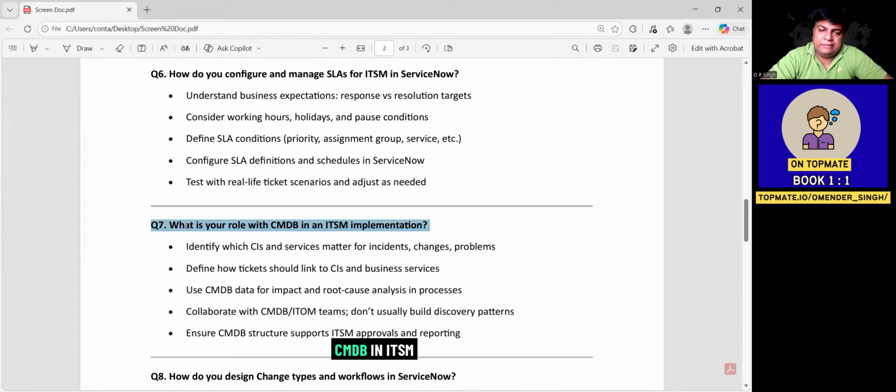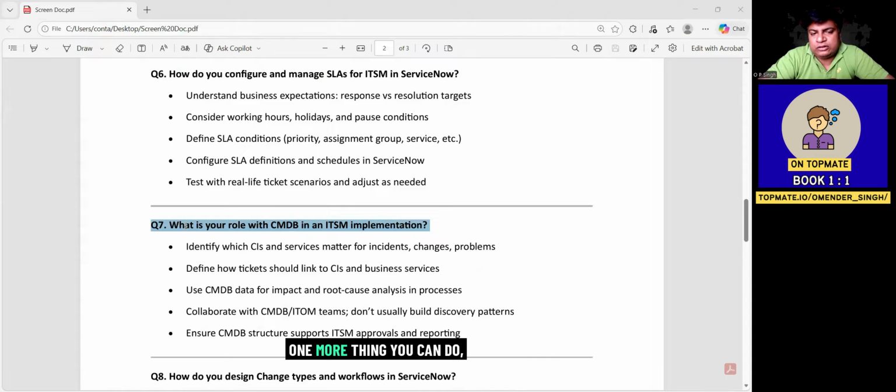What is your role with CMDB in ITSM implementation? Being a functional consultant, obviously you usually don't write discovery scripts yourself. It's not your job, but you define how the CMDB will be used inside the problem, incident, and change processes. This is your job here. You are in charge of these processes, not the CMDB itself. So you should know how, when, and where the CMDB is to be used, and what benefit it brings to these processes.